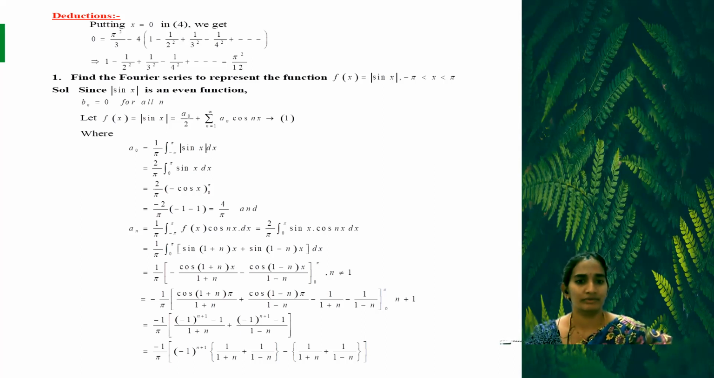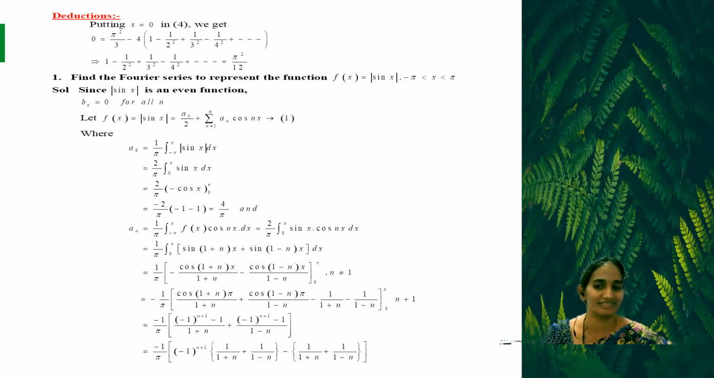Find the Fourier series to represent the function f of x equal to mod sin x, with limits minus pi less than x less than pi. Okay, so here is your given function, mod of sin x. Mod of sin x, you know, is it an odd or even function? The modulus of sin is an even function.